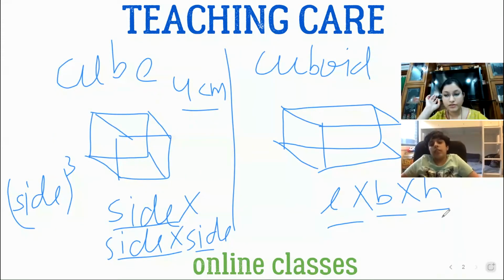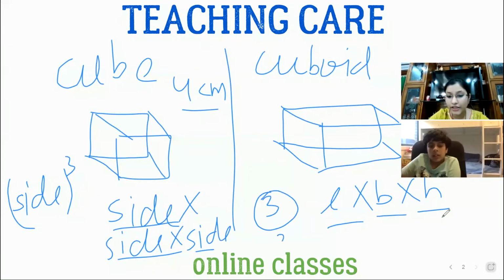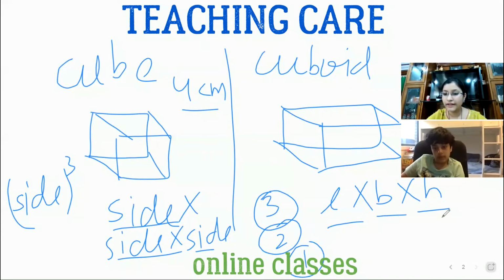Yeah, now it's clear. Units is clear to you, centimeter cube, meter cube. For volume, it would be cube. For area, it would be square. And for perimeter, it would be just nothing. Meter, centimeter, kilometer. Right?